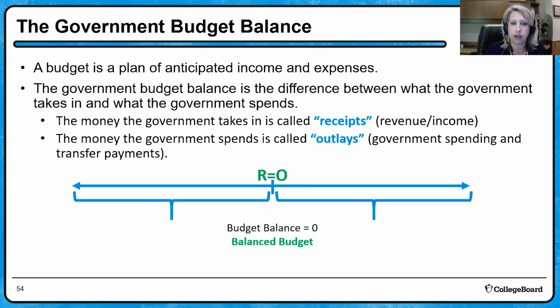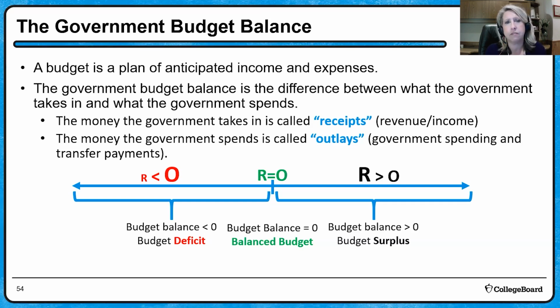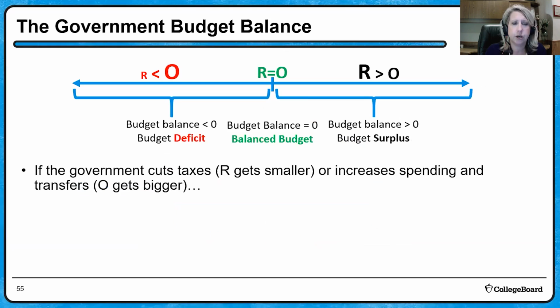And so I use this number line. If receipts equal outlays, if R equals O, then the budget balance is 0. The government is said to run a balanced budget. If R is less than O, then we're taking in less than we're spending, and that means we're in a deficit. That means the government is spending more than it's collecting. If R is bigger than O, then we're on the surplus side. So this tool can help you measure the government budget balance. If the government cuts taxes or increases spending and transfers, R gets smaller and/or O gets bigger.